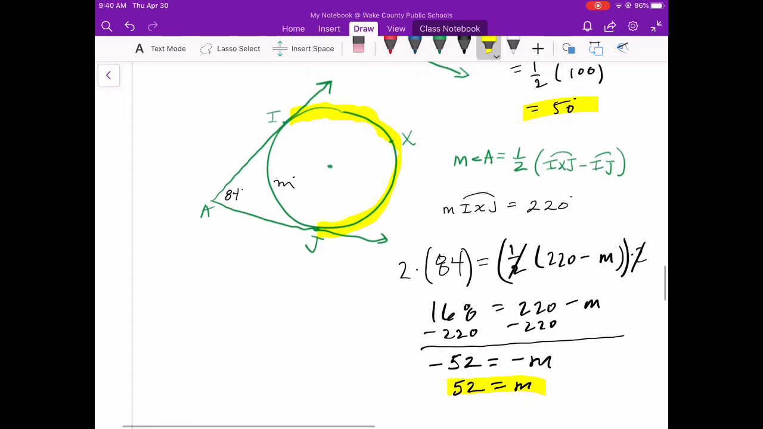All right, I hope that was helpful. I hope these scenarios were clear to you. Remember that a tangent is a line that touches a circle exactly once, and a secant is a line that touches a circle twice.